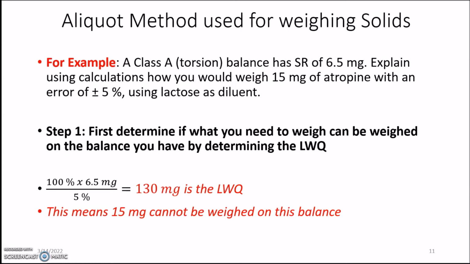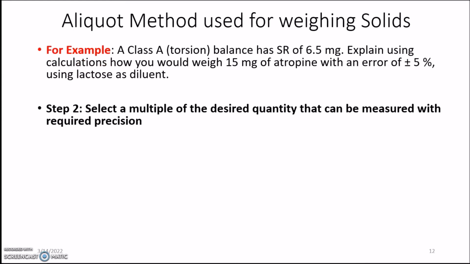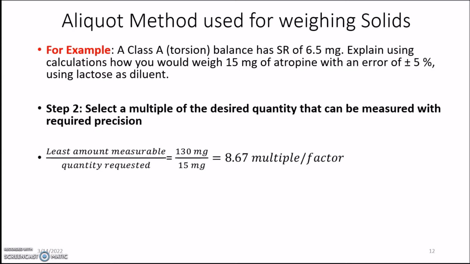Let us take a look now at weighing solids, and this example is going to show us how to use the Aliquot method. So clearly 15 milligrams cannot be weighed by this balance, so we are going to have to select a multiple of the desired quantity that can be measured with the required precision. Now it means that we have to find how many times I can get what I want to weigh, which is 15 milligrams, out of what I can weigh, which is 130 milligrams.